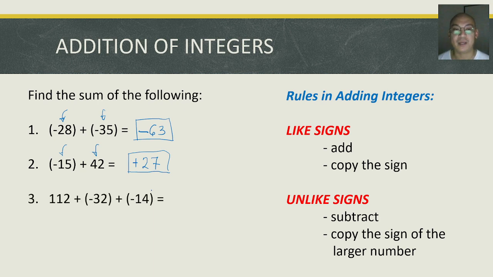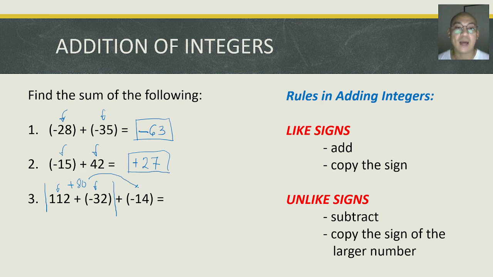Let us try number 3. In this example, we have 3 addends. So let us do it first one by one. Let's start with 112 plus negative 32. This is a positive and this is a negative. So they are unlike signs, or they have different signs. So we have to subtract 112 minus 32, that is 80. And then we're going to copy the sign of the larger number, which is 112, and that is positive. So in this part, we have positive 80.